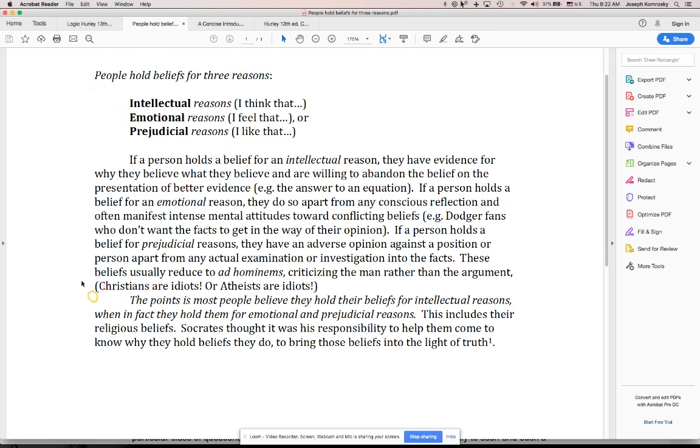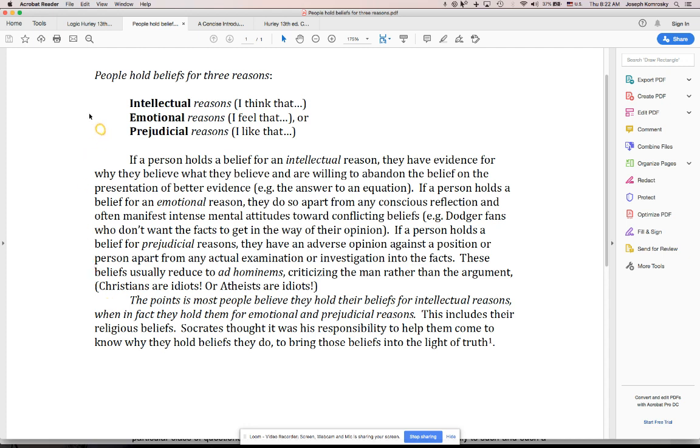So why do I go to great lengths to spell these three out? Well, the point is, most people believe they hold their beliefs for intellectual reasons, when in fact they hold them for emotional or prejudicial reasons. This includes their religious beliefs, political beliefs. An example, Socrates thought it was his primary responsibility to help people come to know why they hold the beliefs that they do, to bring these beliefs into the light of truth.